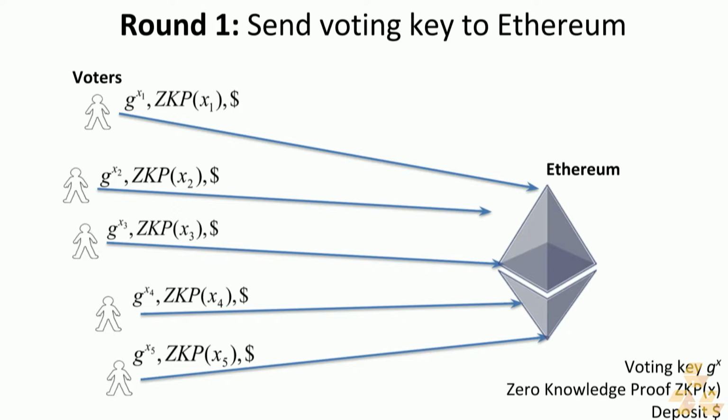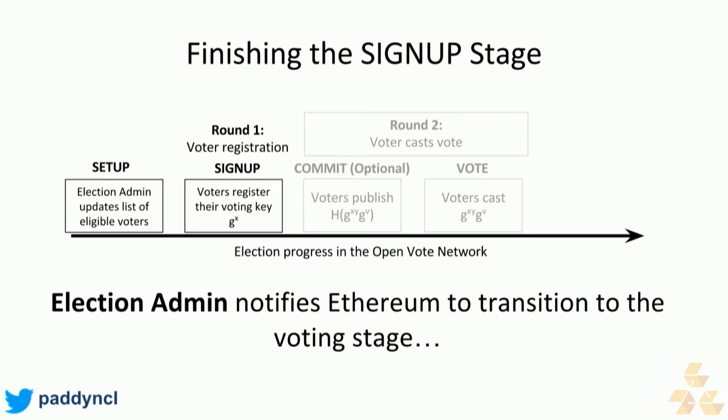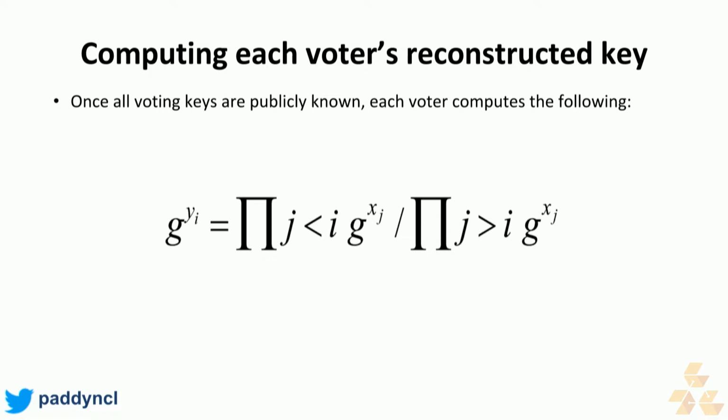And if it's convinced, it will store the voting key, and it will also store my deposit. Now, once a sufficient number of voters have registered, the election administrator will poke Ethereum to move on to the voting stage. During this transition from the sign-up to the voting stage, the smart contract will compute a second key for every single voter. And we call this the reconstructed key.